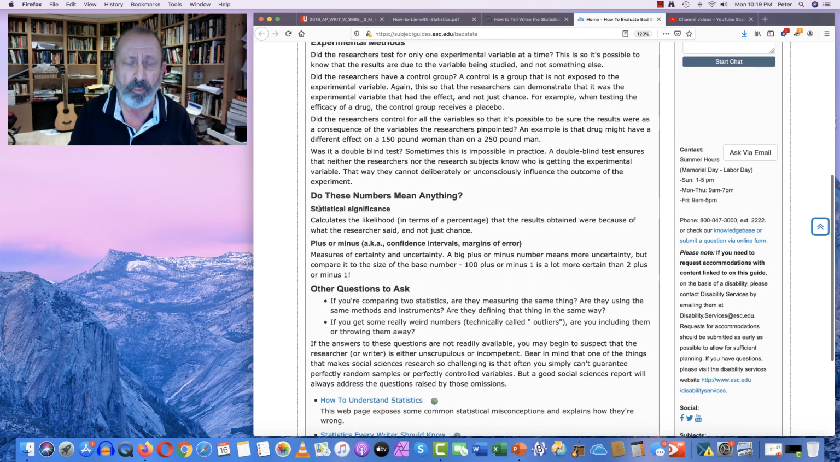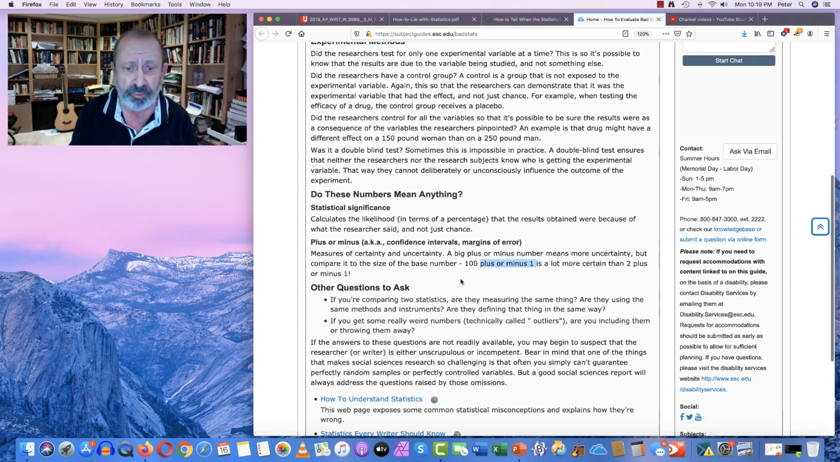Look for what's called statistical significance, which calculates the likelihood that the results were obtained by chance. And then there's what's called a plus or minus. A big plus or minus means more uncertainty, but also compare it to the size of the base number. So 100 plus or minus 1 is a pretty skinny margin of error. It's basically 1%. But if you have 10 plus or minus 1, that's a lot bigger margin of error. That's 10%. And so you want to look for that.